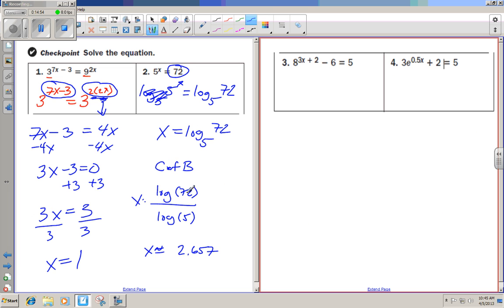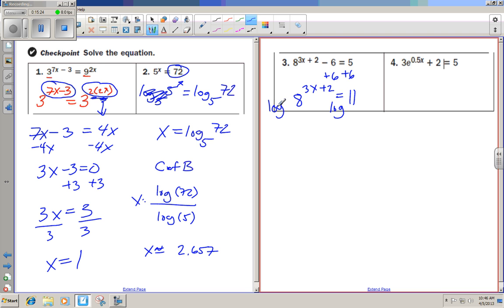Some more examples here. Let's go through this. More checkpoints. This is from your note-taking guides. We can't do anything about getting rid of the exponential until this minus 6 is gone. And there's no way for us to make a base of 11 look like a base of 8. So since there's no way to do that, you have to take a logarithm.